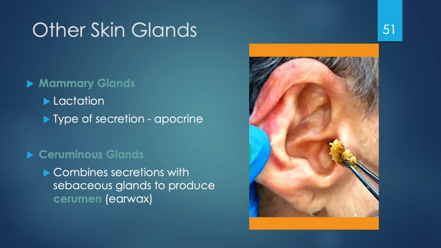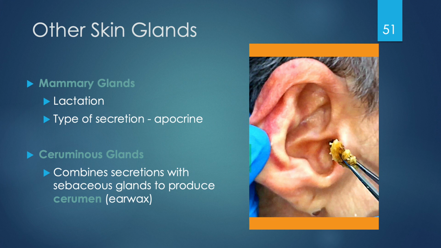There are 2 other types of skin glands that are present, but we'll just discuss them briefly. So the first is mammary glands, and these are the glands that are responsible for lactation or for producing milk. So these secrete their product via the apocrine method.